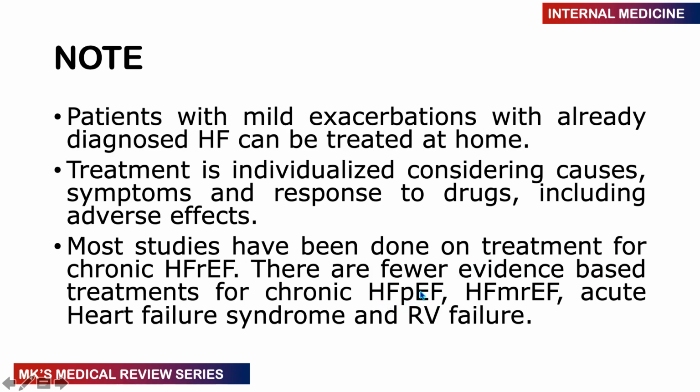Then if they have heart failure and they have reduced ejection fraction less than 40%, we say that that's heart failure with reduced ejection fraction. Then between 41 to 49% is like a gray area. So this gray area is what is known as heart failure with mid-range or mildly reduced ejection fraction. So most of the evidence, most of the trials are often done on patients with chronic heart failure with reduced ejection fraction, but fewer trials actually have been done on those with preserved ejection fraction, those with mid-range ejection fractions, those with acute heart failure syndromes, and even those with right ventricular failure.